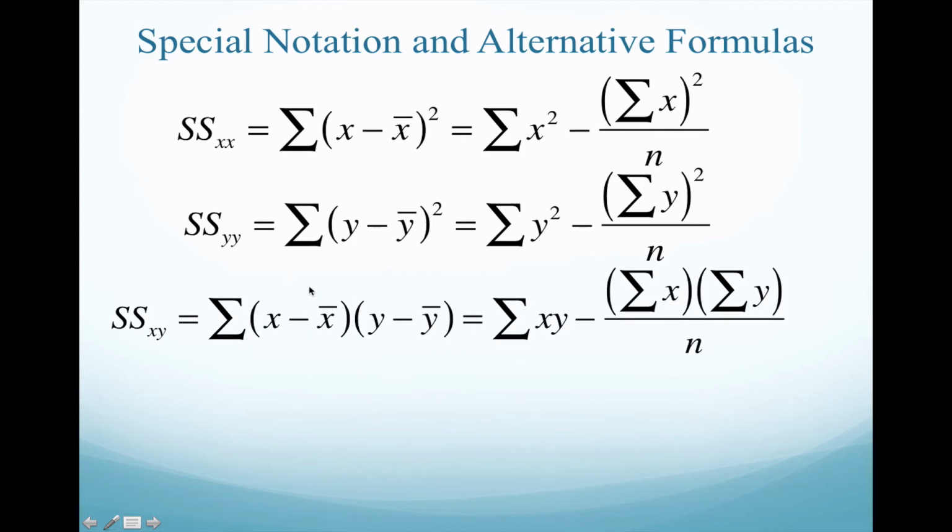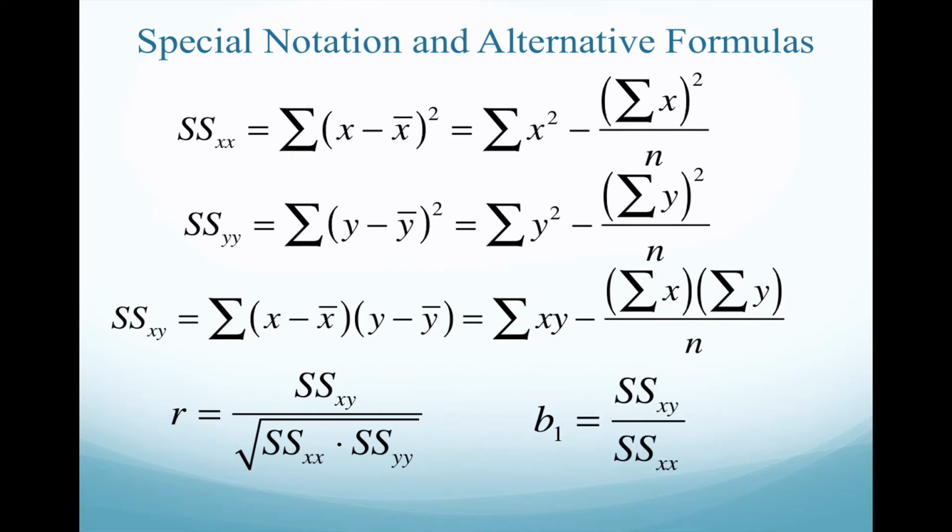So these formulas are the definitions of these SS quantities, and over here on the right we have alternative formulas for those SS quantities. These are the things that we will actually be using in the spreadsheet. Once you've got these quantities, then you can calculate R, the correlation coefficient, by taking SSXY and dividing by the square root of SSXX times SSYY. And then you can find the slope of the regression line, B1, by doing this division, SSXY divided by SSXX.